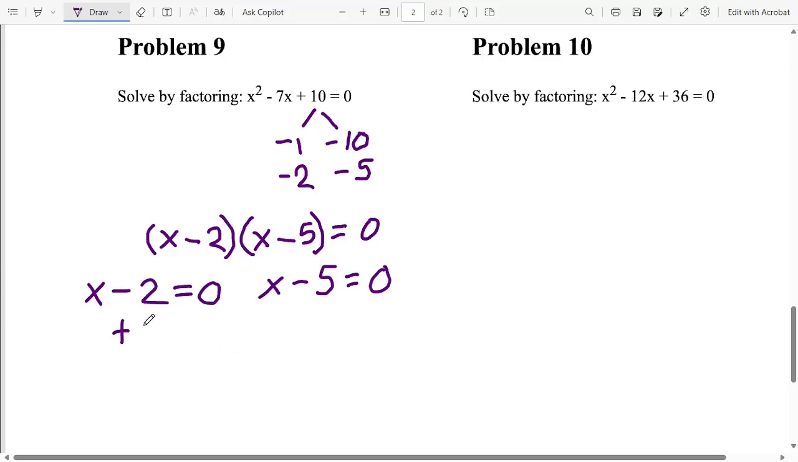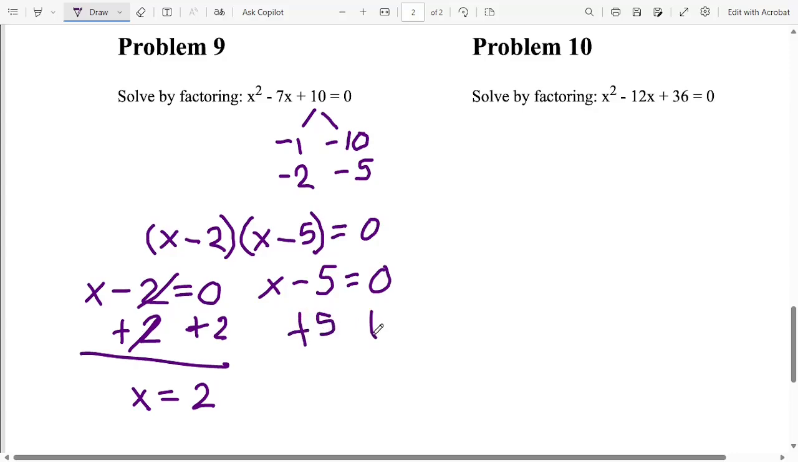So I can add 2 here. These cancel, and I get x equals 2. And I can add 5 here. These cancel, and I get x equals 5. So those are my two solutions for that one.